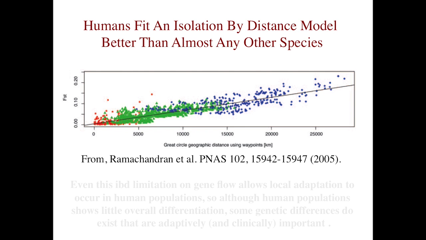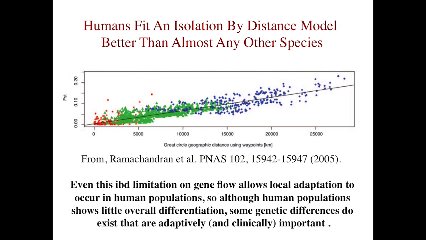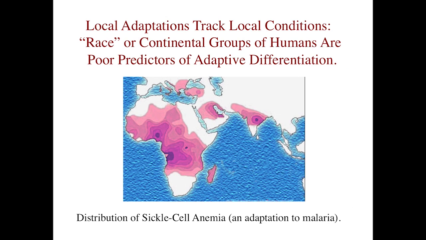Now, even with isolation by distance limiting gene flow, I don't want to say that genetic differences between human populations have no significance, because even that is enough limitation to allow local adaptation to occur in human populations. So even though we show very little overall genetic differentiation, there are some genetic differences that are important adaptively and also clinically. And I'll just give a couple of examples. One is sickle cell anemia. At least in the United States, this is often treated as an African American disease.